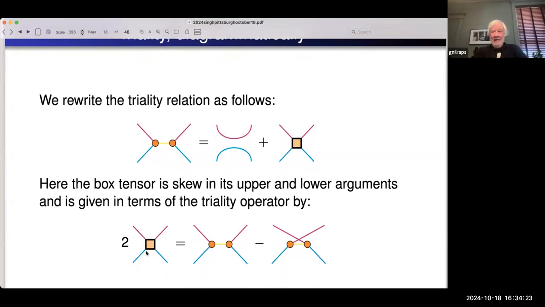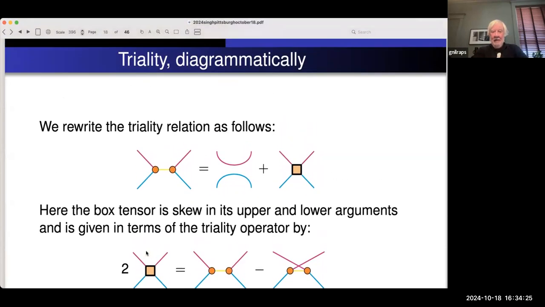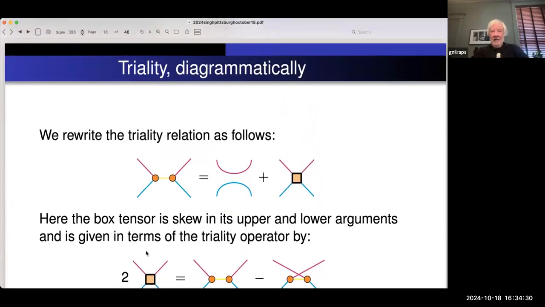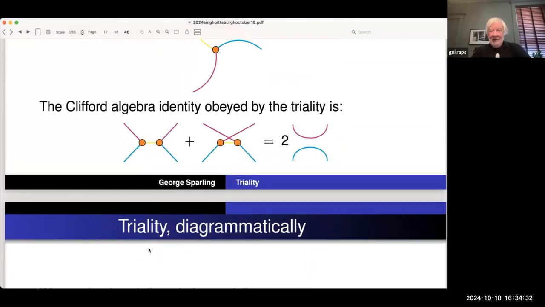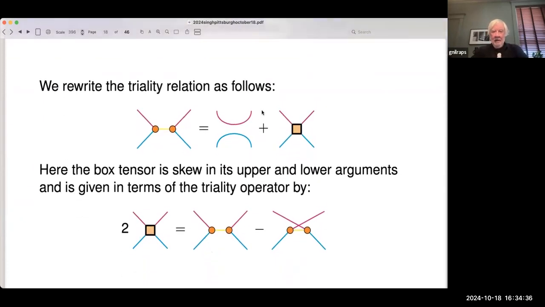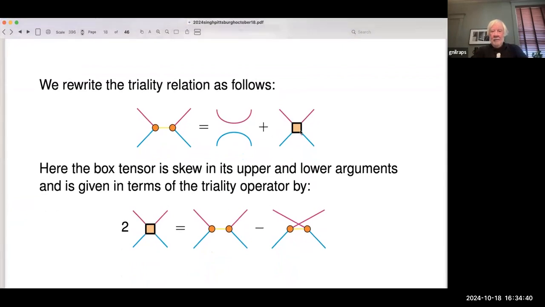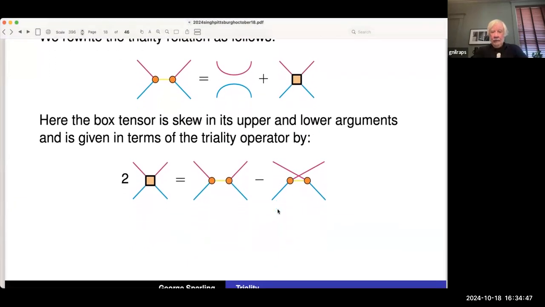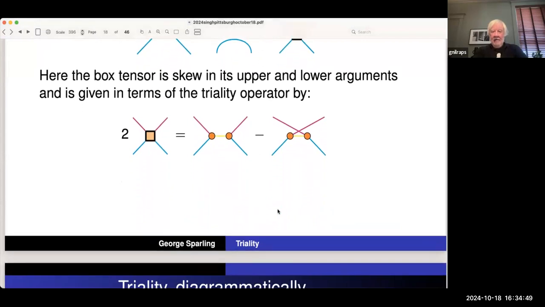So you write the triality relations slightly differently, thinking of it as a symmetric bit and a skew bit. The symmetric bit is given by the previous slide. So that's the first term in the relation on this page. And then there's a skew bit. The skew bit is going to be the key ingredient.